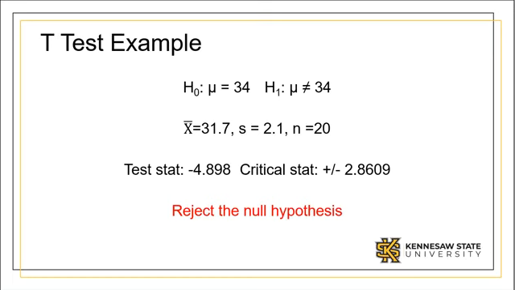The test statistic will be negative 4.898, and the critical stats are plus or minus 2.8609. Since the test stat is bigger than the critical stat in magnitude, we reject the null hypothesis. The lot of needles are not acceptable.